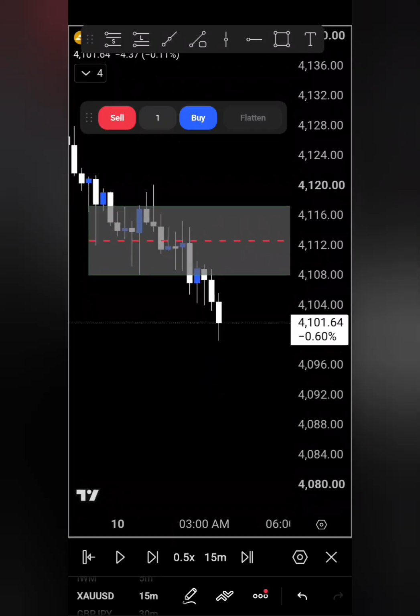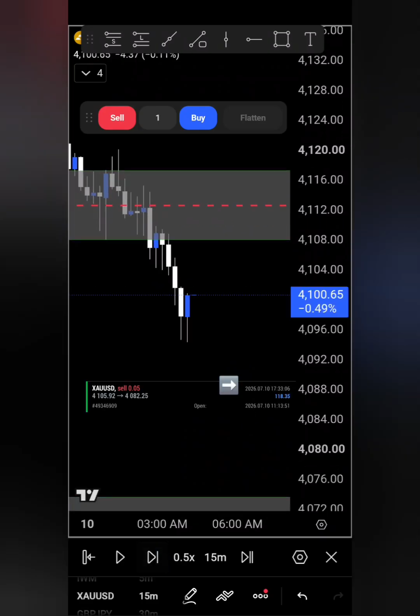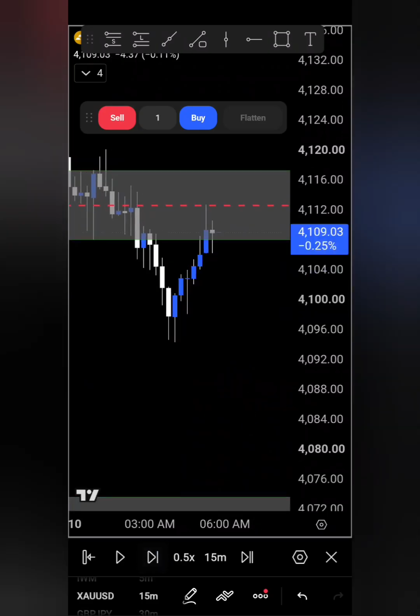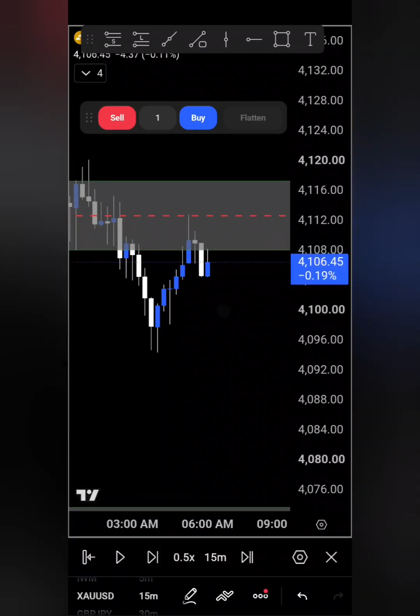I actually was already in the trade. I take a lot of breakouts. I know I'm going to have drawdown, but I take a lot of breakouts. I got in my trade at 3 a.m., I think, something like that. But we got to retest, breakout, boom. Take that trade.